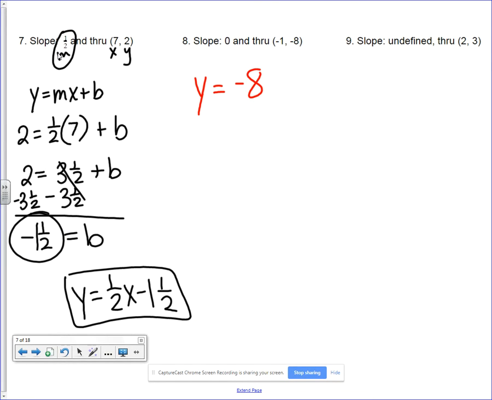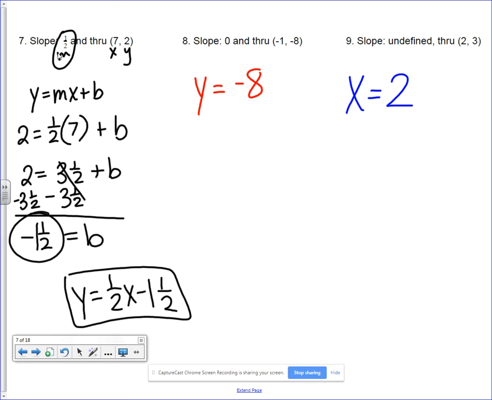What kind of line has undefined slope? Vertical, which means it will never cross the y-axis, which means it can't have a y, which means it starts with what? X equals. So I ask you, what does the x equal? 2. Easy peasy lemon squeezy, right?